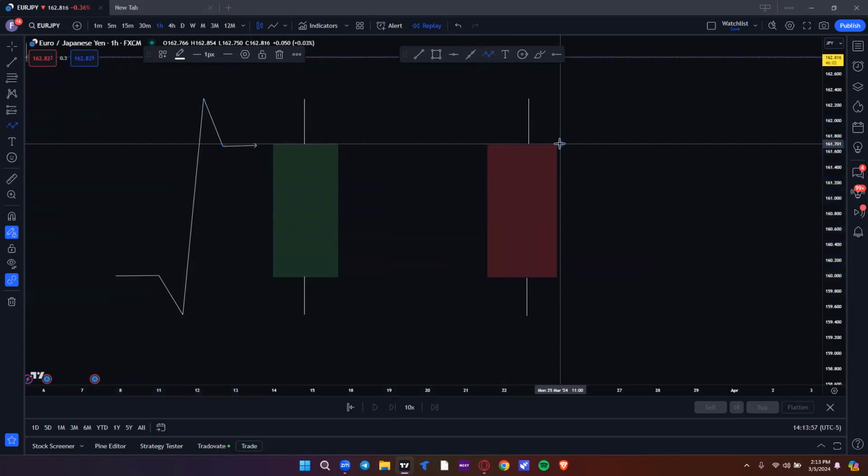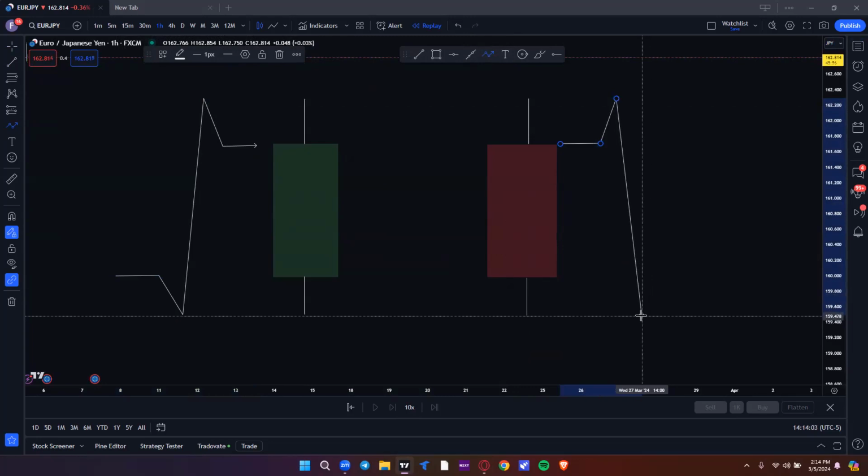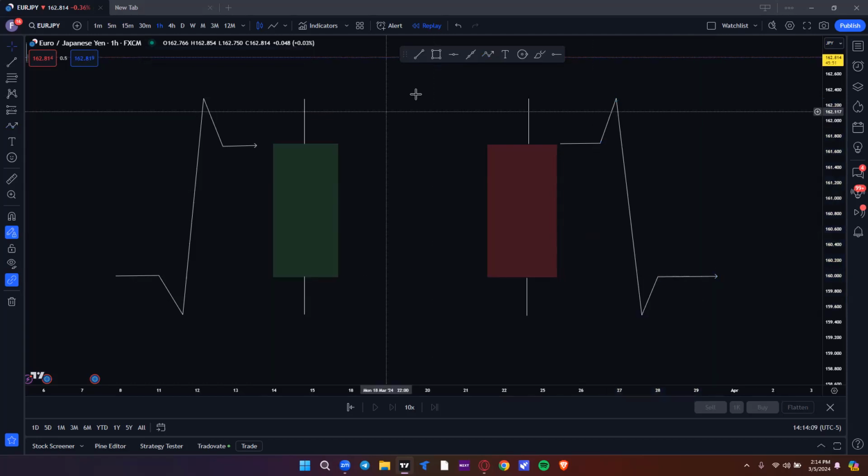For the bearish candle, it's the opposite. It's going to be open, high, low, and then close. So what does this mean? In writing, it means if bullish, price should go down first.